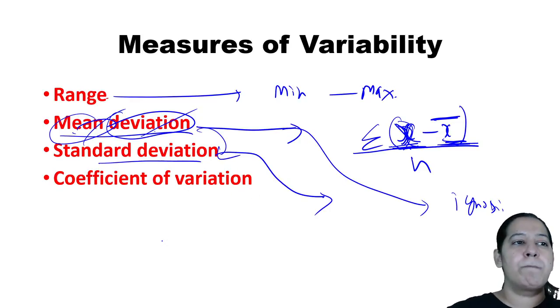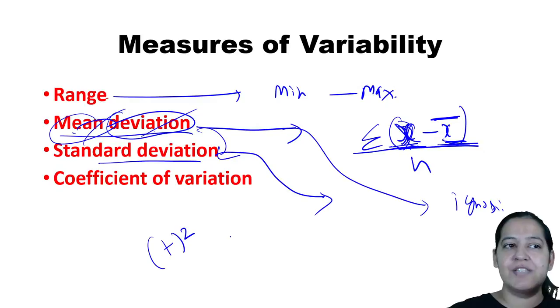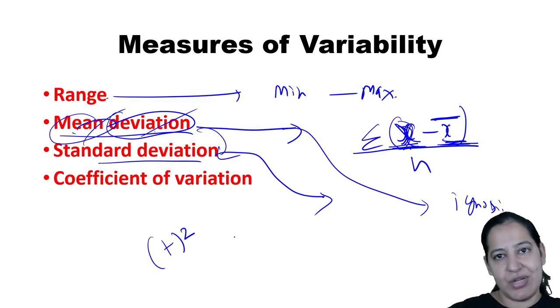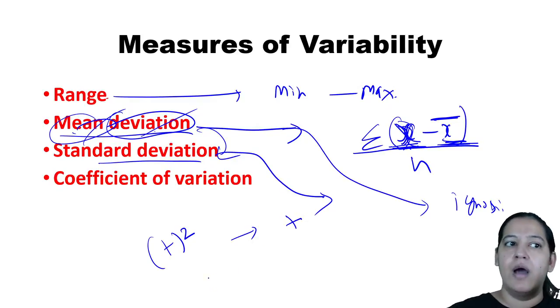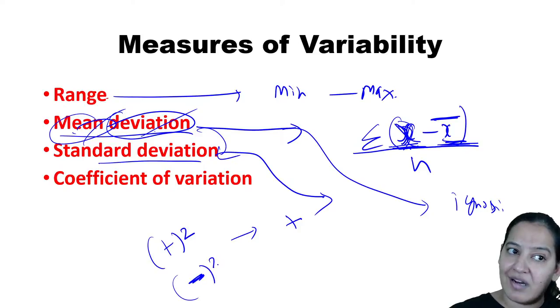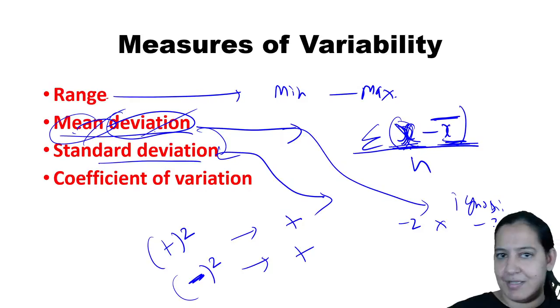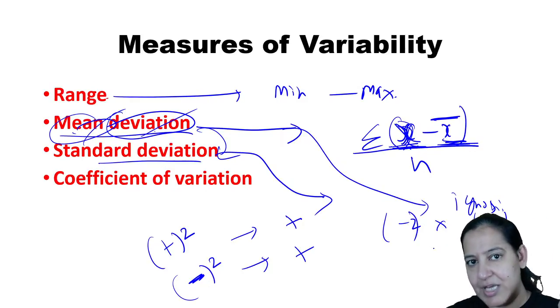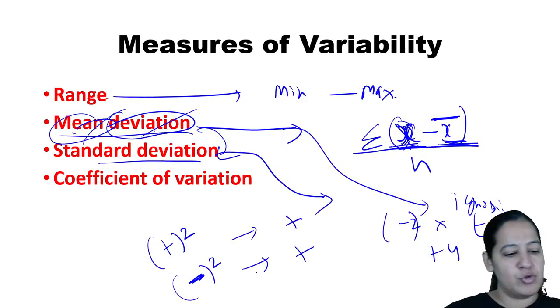Isme, you know, plus ka hum square karte hain, koi bhi plus value hai, plus 2, plus 3, to answer bhi plus mein hoga. Jab hum minus kisi value ka square karte hain, so uska value bhi plus mein aata hai. So minus 2 into minus 2 is equal to plus 4. Plus 2 into plus 2 bhi plus 4 hota hai.